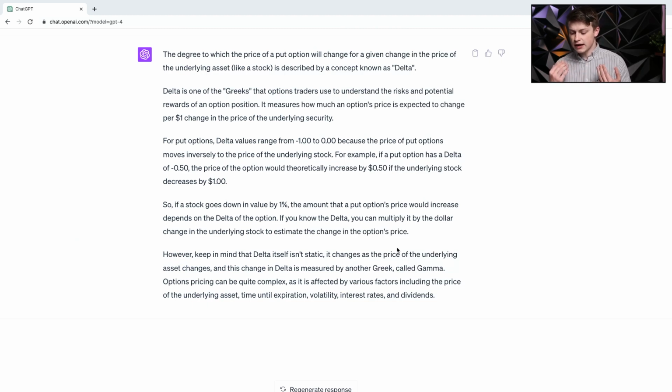So if a stock goes down in value by 1%, the amount that a put option's price would increase depends on the delta of the option. If you know the delta, you can multiply it by the dollar change in the underlying stock to estimate the change in the option's price. I'll read that one again. That was an important sentence. If you know the delta, you can multiply it by the dollar change in the underlying stock to estimate the change in the option's price. I know, very complex, very convoluted.